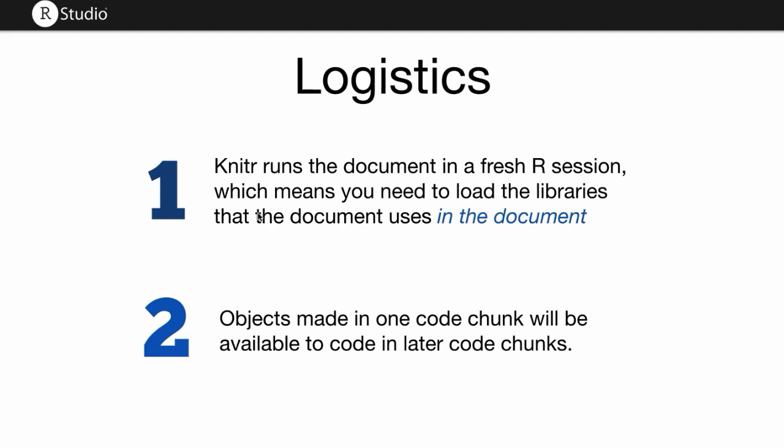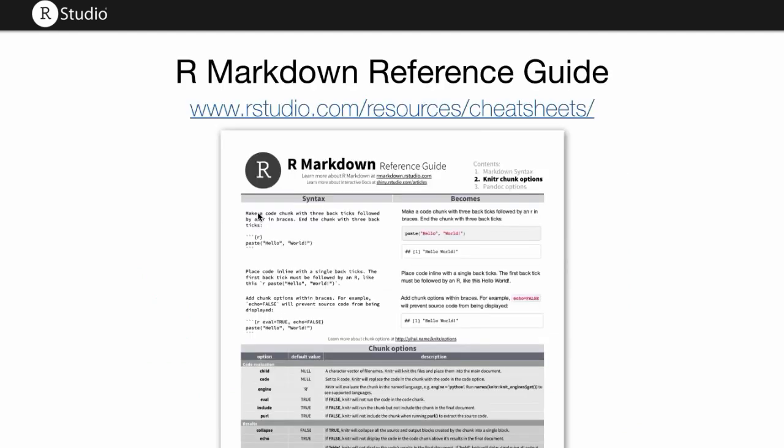The second logistical issue with adding code chunks in our Markdown document is that objects made in one code chunk will be available to code in the later code chunks. So R Markdown runs your code chunks in order. It runs them all in the same session. It is a different session than your command line, but the code chunks are run in the same session. So what you make in one code chunk will be available later.